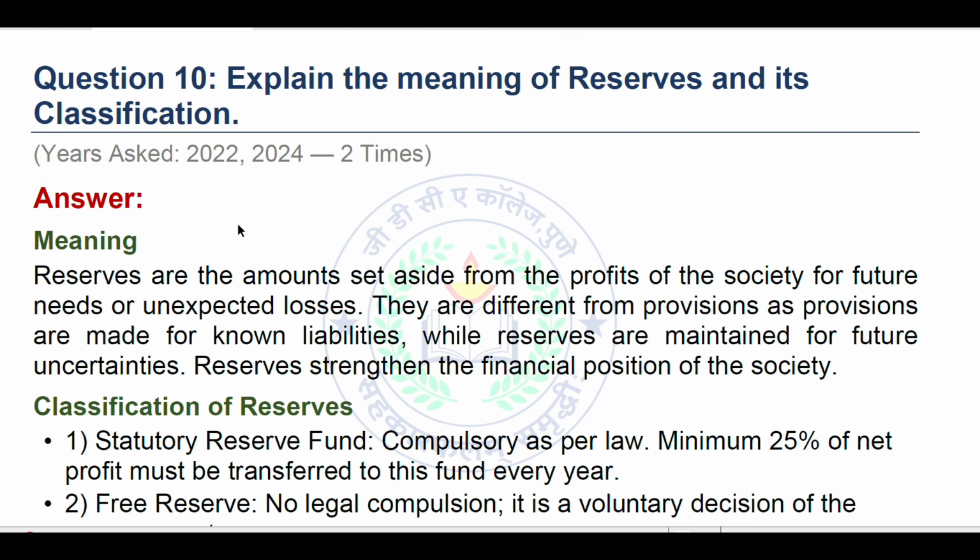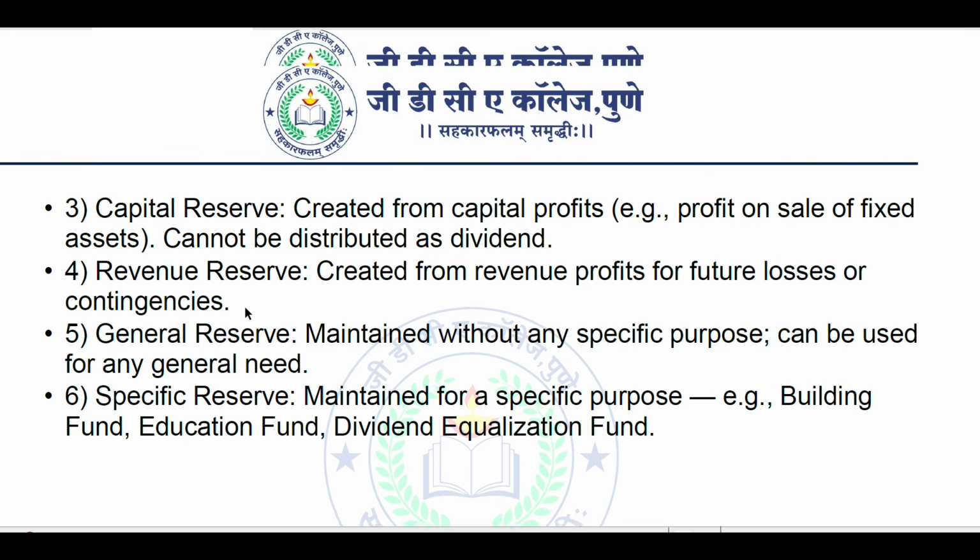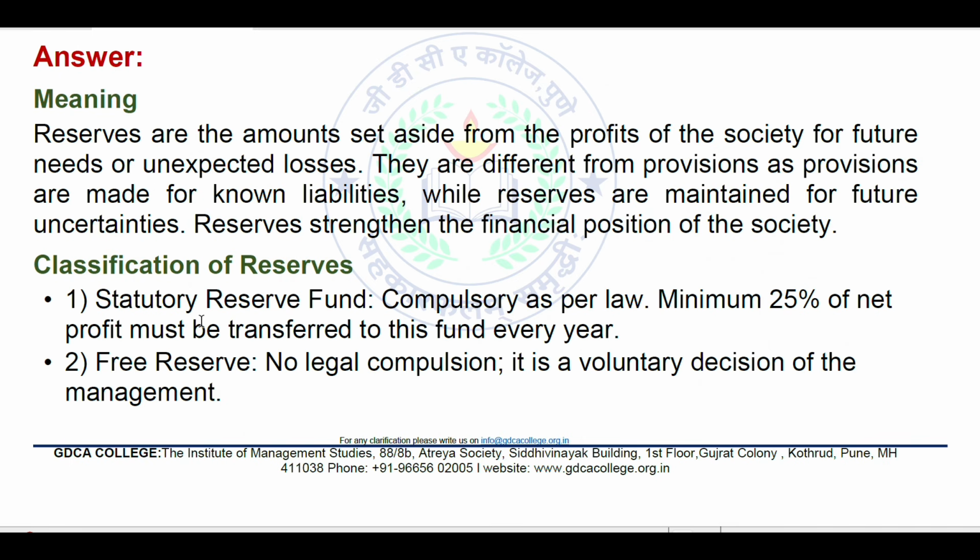Answer: meaning of reserves. Reserves are the amounts set aside from the profit of the society for future needs and unexpected losses. They are different from provisions, as provisions are made for known liabilities, while reserves are maintained for future uncertainties. Reserves strengthen the financial position of the society. So, classification of reserves. Number 1, statutory reserve fund: compulsory as per law, minimum 25% of net profit.